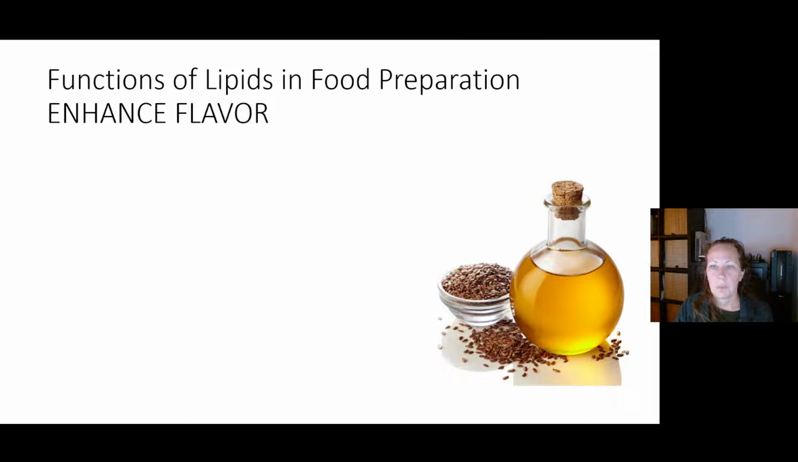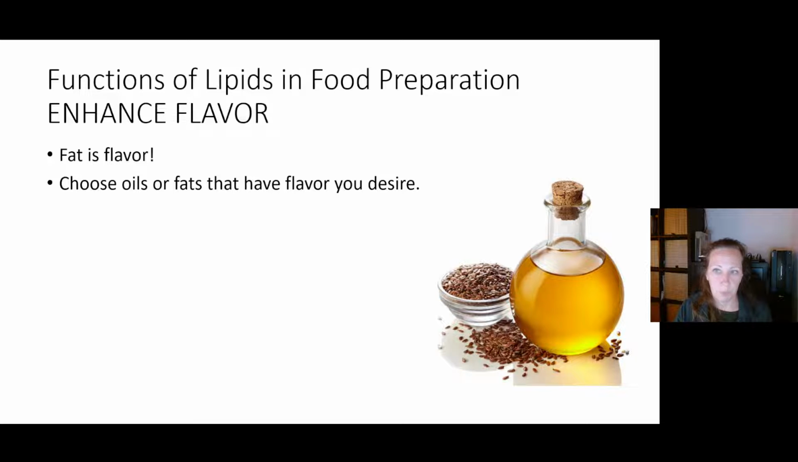Okay. So the fourth function of lipids in food preparation, we're getting into an obvious one, flavor. Okay, fat is flavor. Fat gives flavor. Adding fat to anything makes it taste better. So when you're cooking, choose oils or fats that have the flavor you desire. Sometimes you don't want to add flavor. You just want to taste what you have. And so options that are good for that.